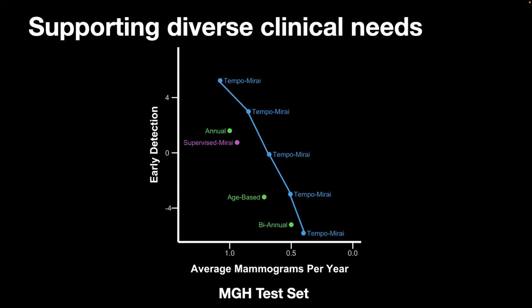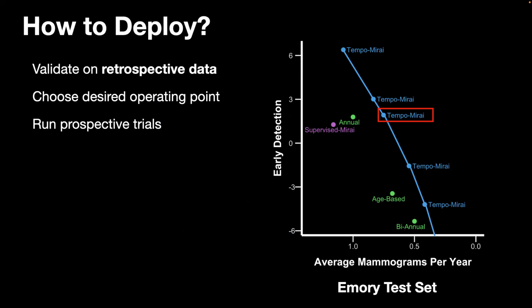And a key benefit of this framework is that you can actually test it. You can actually run it on your population. You can see how it behaves. You can like some operating points, dislike other ones, pick your threshold, and that's the basis of a trial.